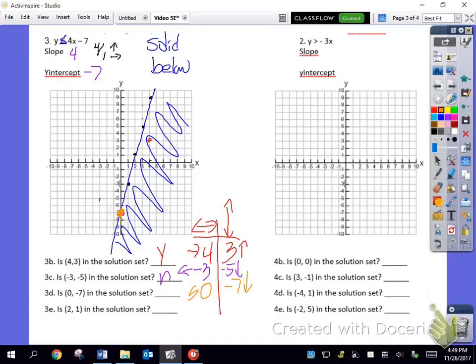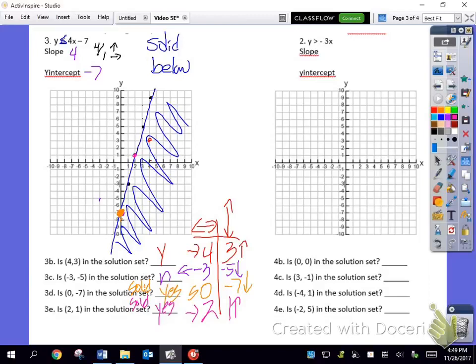Now, it is on the line and it's solid, so yes. And that's because it's a solid line. If it's on the line, you look to see if it's solid or not. And then 2, 1, you go to the right 2 and up 1. So right 2, up 1. Again, it is on the line and the line is solid, so yes.